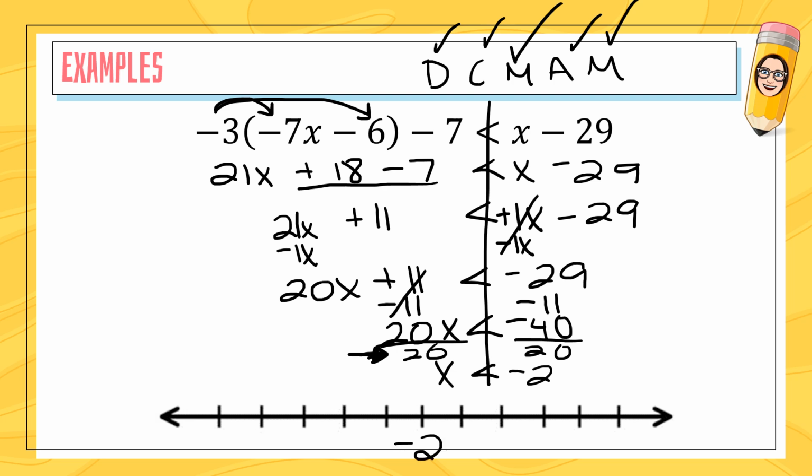So on my number line, I'm open at negative 2, and I want to shade less than negative 2. Okay, no special flips, no special rules. The fact that the answer is negative is irrelevant. That doesn't matter. That's not the special rule. Everything looks good, nice and tidy, and we showed all our work.